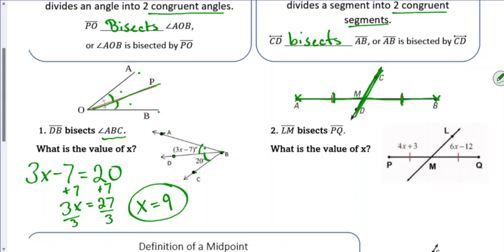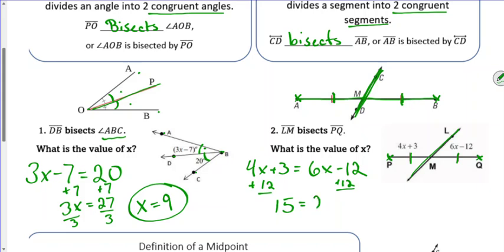For number 2, LM, that line bisects line PQ. So these are congruent. So my equation is that 4x plus 3 equals 6x minus 12. Those are two congruent segments, so I can set them equal to each other. Then I'm going to solve. I'm going to add 12 to both sides and subtract 4x from both sides. I'm not really going to show that step, but I'm going to add the 12 over and get 15, and subtract the 4x from both sides and get 2x, and then divide by 2. And so x equals 7.5. That is the value of x that makes these two expressions equal to each other.